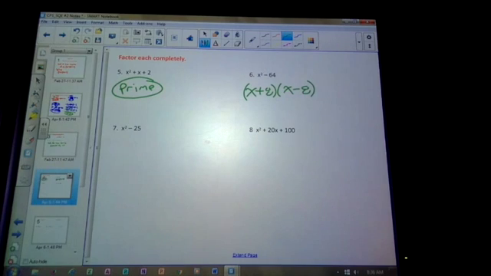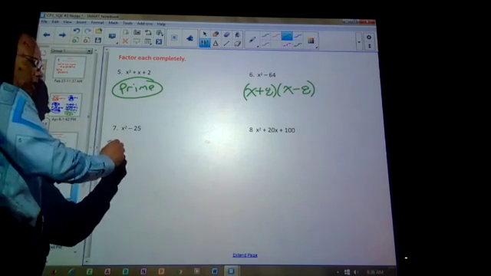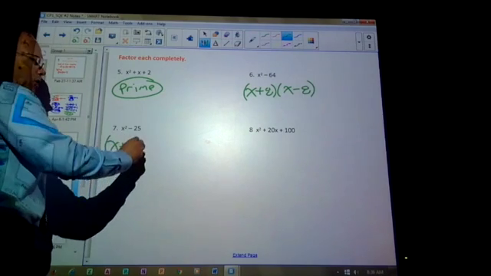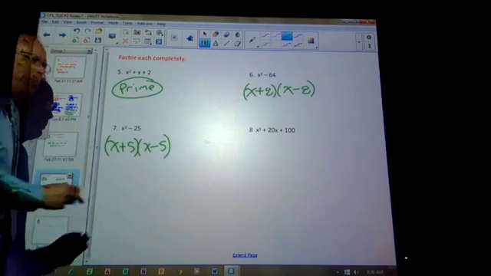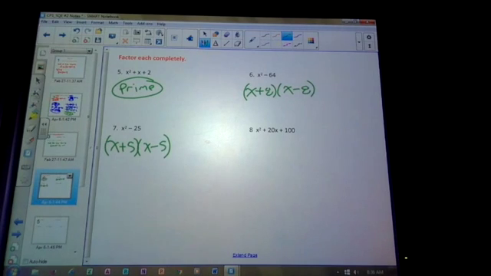Number 7, does it factor? X plus 5, x minus 5. It is the difference of two squares again. Again, you look at it, you say I have two terms separated by a subtraction sign. Are the two terms perfect squares? In this case, it again is yes.